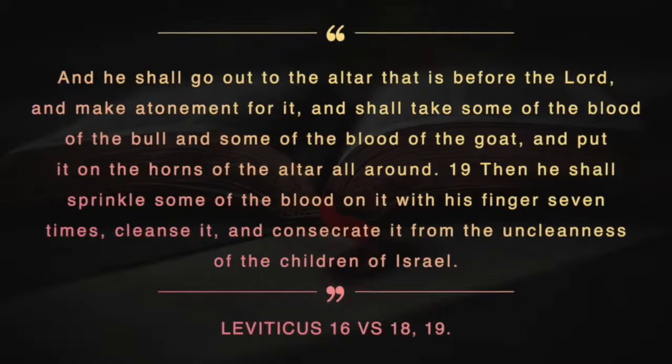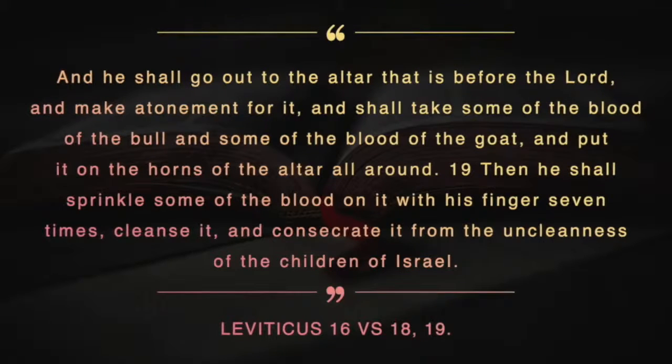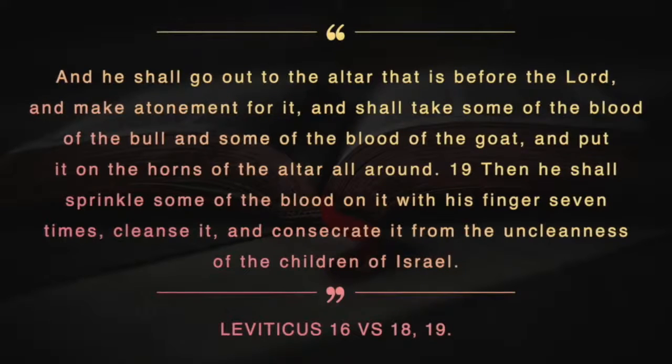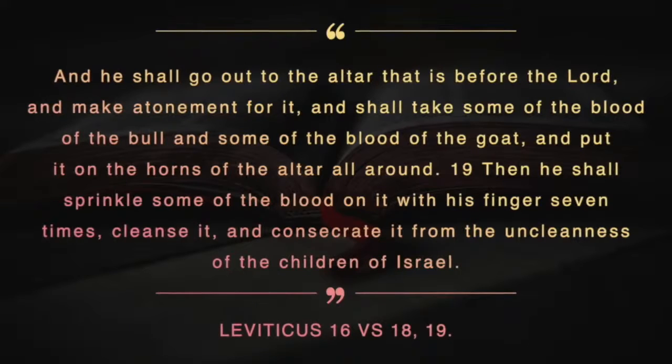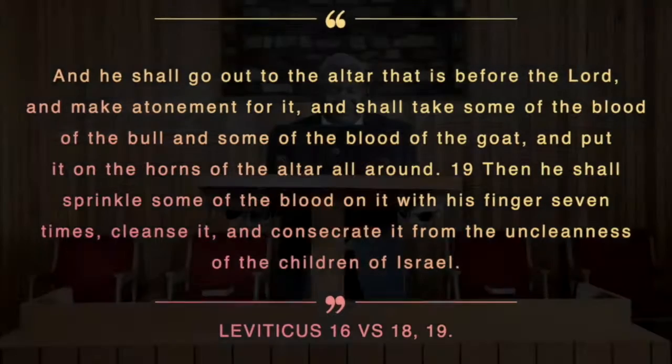And he shall take some of the blood of the bull, some of the blood of the goat, and he shall bring it to the horns of the altar to make atonement for it. Verse 19, and he shall sprinkle some of the blood on it with his finger 7 times to cleanse it, to consecrate it from the uncleanness of the children of Israel. So this is dealing with sin. This is God's way of dealing with sin. He is now having to make a special atonement to take away the defilement from the sanctuary.